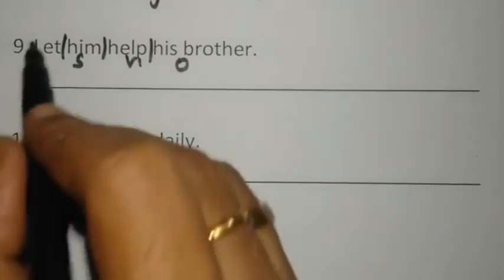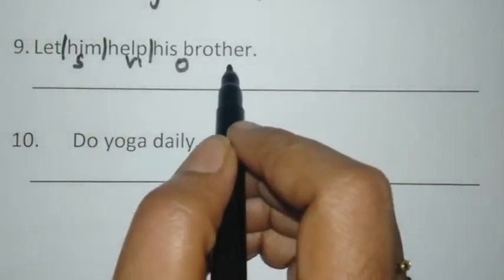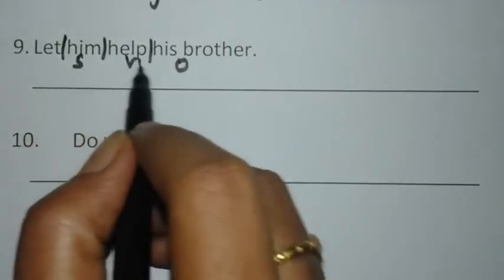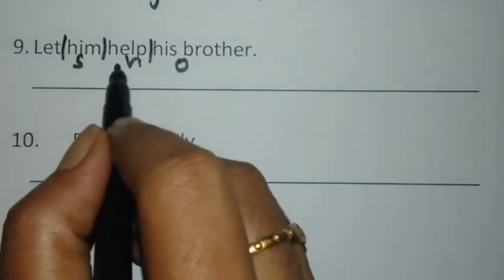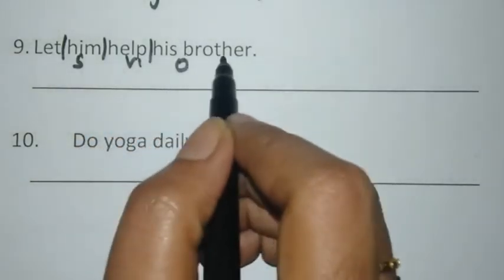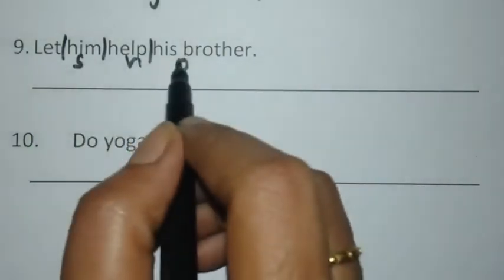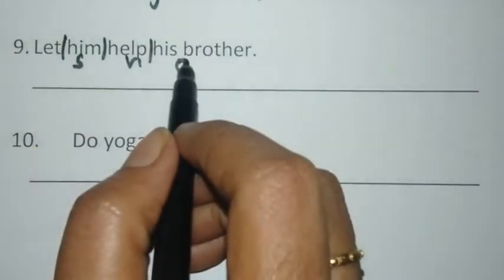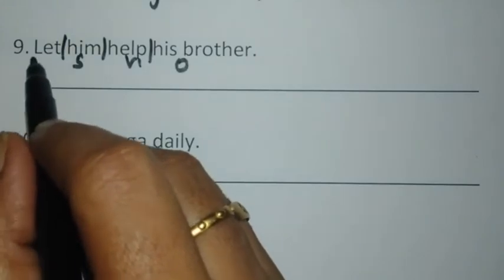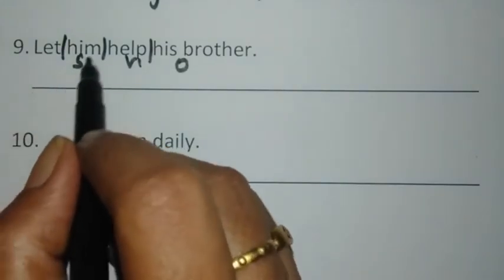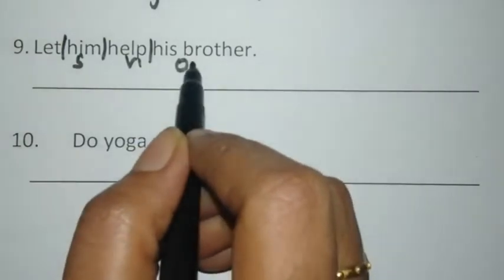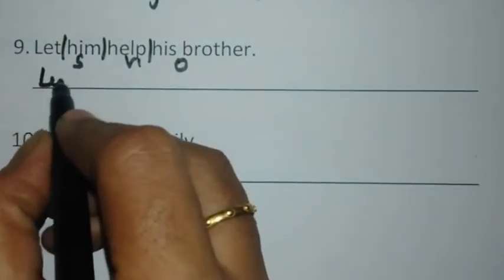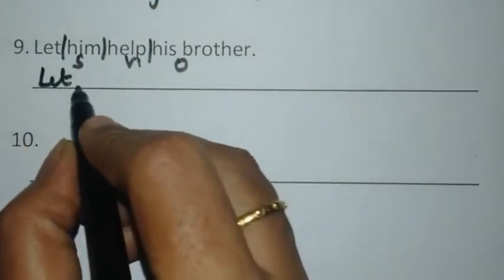Students, 9th one, let him help his brother. When we have let means we will have subject, verb and object. So that is why we have separated here. Let him is a subject, help is a verb, his brother is the object. So when we have an active voice, how we are changing the passive voice means just interchange the subject and the object. Then you have to start with the let only, because it's a let sentence. Subject is him, object is his brother. So we start with let. So let, then you have to write the object is what? His brother.